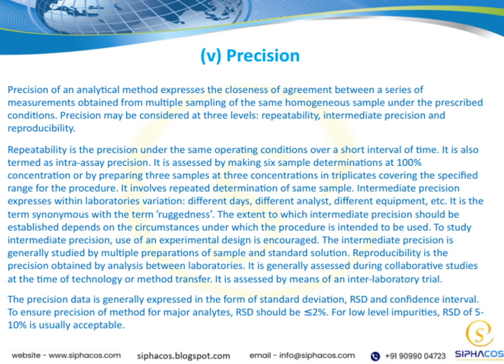When we analyze our precision data, we typically express it through measures like standard deviation, RSD, and confidence intervals. For major analytes, an RSD of 2% or less is generally considered acceptable. However, for low-level impurities, an RSD between 5 to 10% is acceptable, reflecting the inherent variability at those lower concentrations.